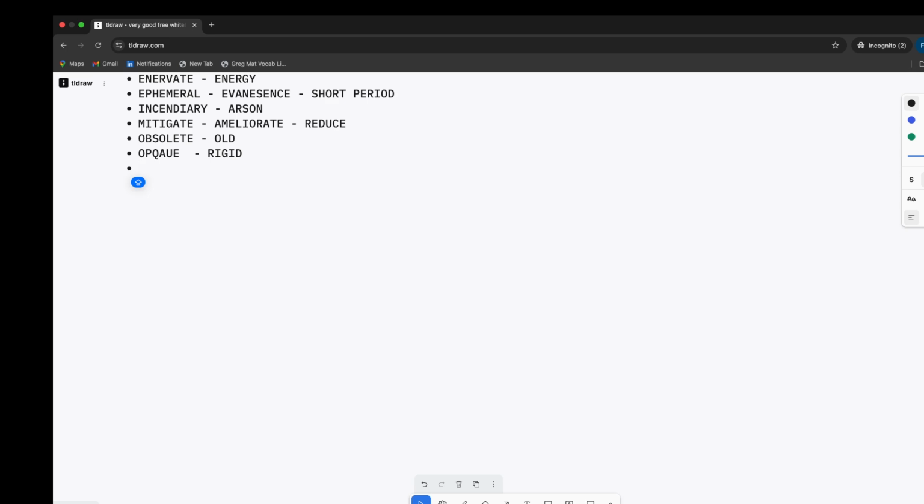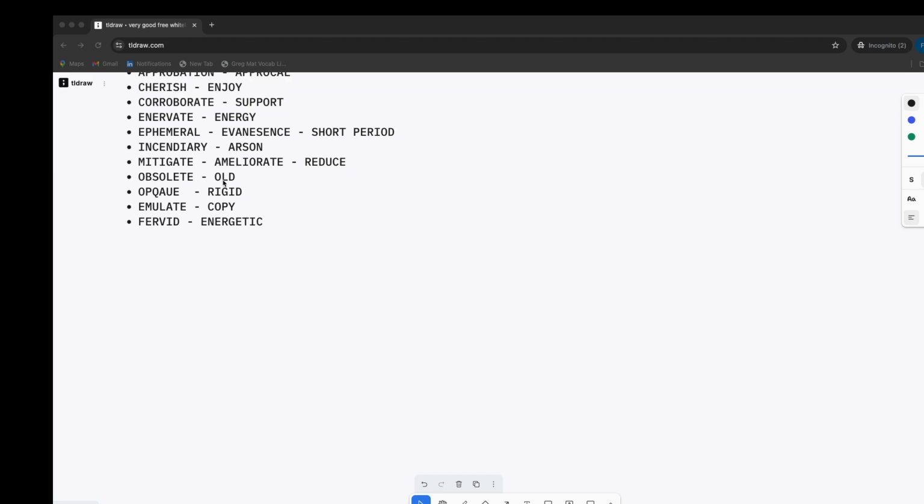Then you have emulate, which is to copy someone. So when you're copying, you say you are emulating someone. Forward is very good behavior. This does not have a negative connotation. It's very excited or energetic. Enervate is the opposite. Yeah, enervate is to remove, like, fatigue. This is fatigue, and energetic is forward.